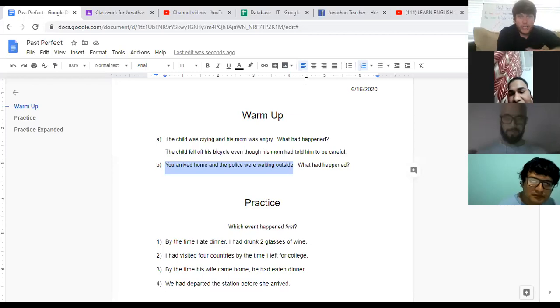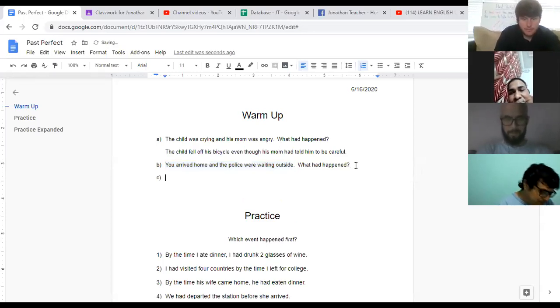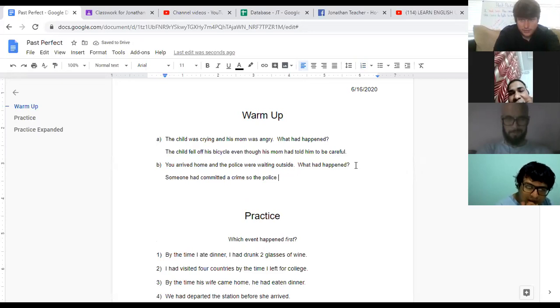You arrived home and the police were waiting outside. Okay? What had happened? I think the person had made some crime and the police were waiting outside his home. Okay, let's say this. Someone had committed a crime, so the police were waiting outside.